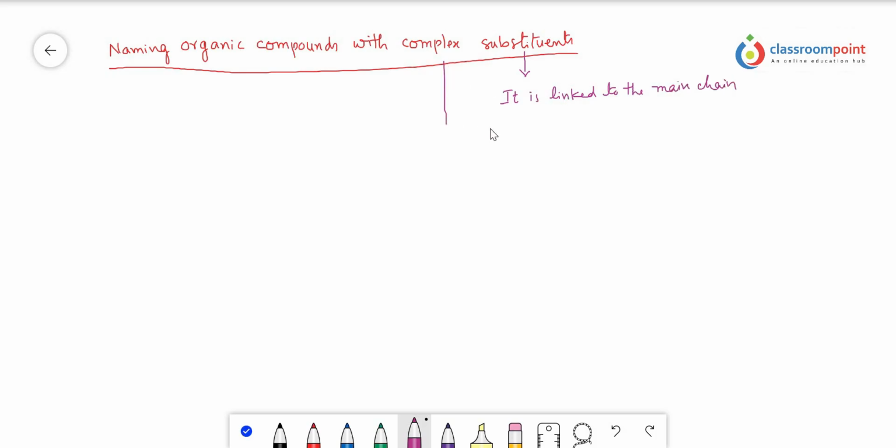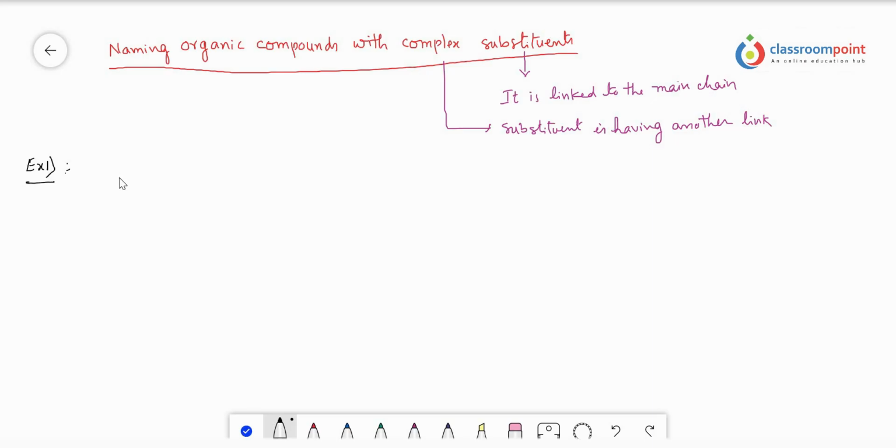Then a complex substituent means the substituent is having another link or another substituent. So they are called complex substituents. So we shall take an example here.